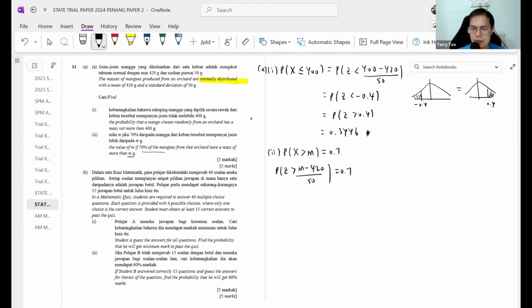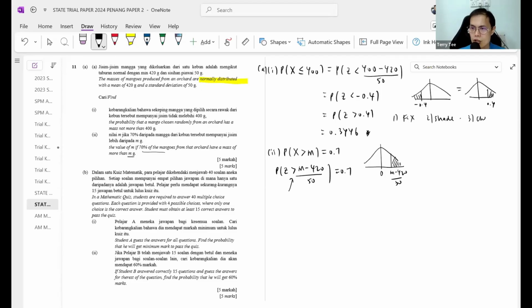This is 0.7. Now, to understand where is the position of this, I would recommend that you use this three-step method. Number one, we fix the position. When I say fix the position, we are fixing the location of this m minus 420 over 50. It has two possibilities, either left or right. Remember, the middle line for standard normal distribution is 0. So let's say, assuming I'm not sure, I just put right hand side. Okay, this is m minus 420 over 50. Number two, I need to shade the region. Shading the region depends on the symbol here. Look at this, this is more than. More than means I shade on the right hand side.